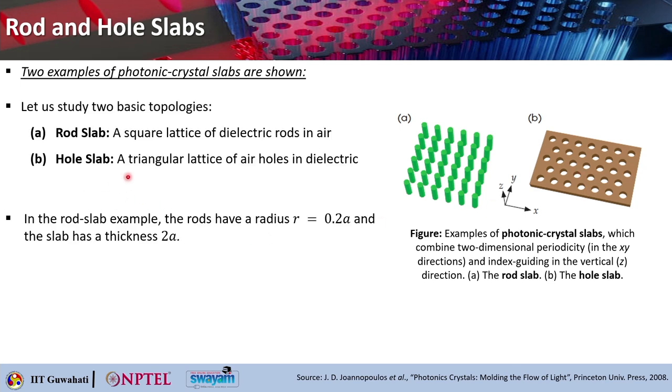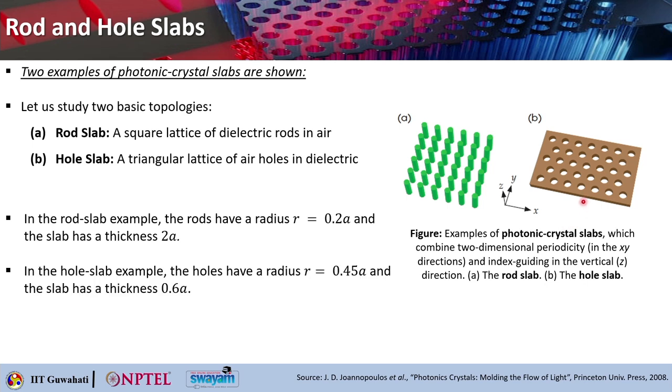So what are the dimensions typically taken? In the case of the rod slab, you consider the rods to have radius r equals 0.2a, and for the hole slab, the thickness is 2a. What is a? a is the lattice period.